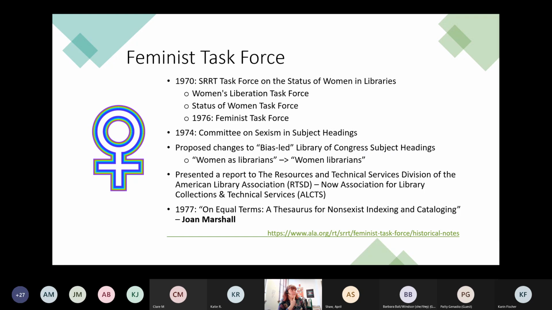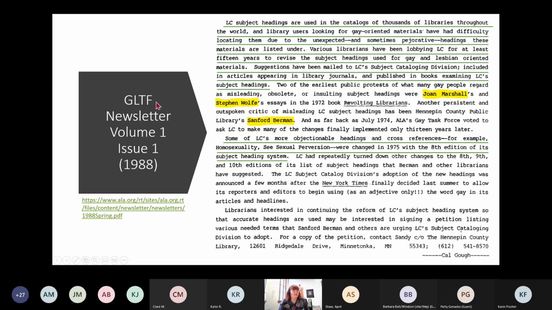But then in 1977, and once again, we'll recognize this name, Joan Marshall, one of the presenters from the 1971 cataloging panel that was at ALA, wrote a book called On Equal Terms, A Thesaurus for Non-Sexist Indexing and Cataloging. I just find it very interesting that this revision and caring about specific language has been very present in cataloging and subject headings since the early 70s. And then in the 1988 Gay Lesbian Task Force newsletter, Volume 1, Issue 1, they mentioned Joan Marshall and Stephen Wolfe. They have essays in the 1972 book, Revolting Librarians. And another persistent and outspoken critic who we'll get to is Sanford Berman.